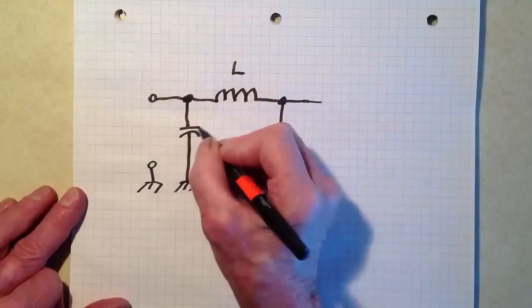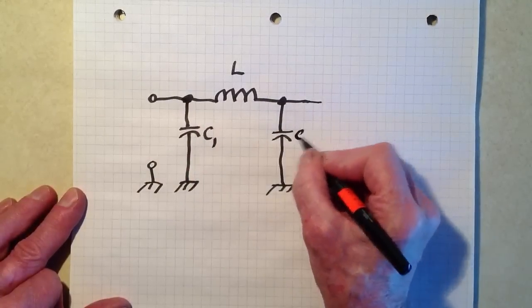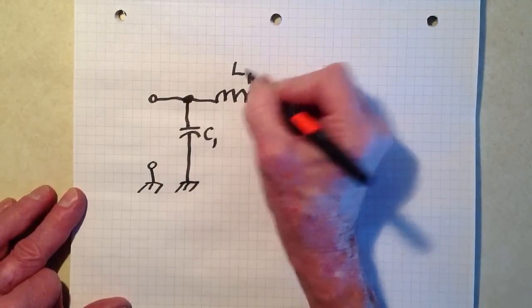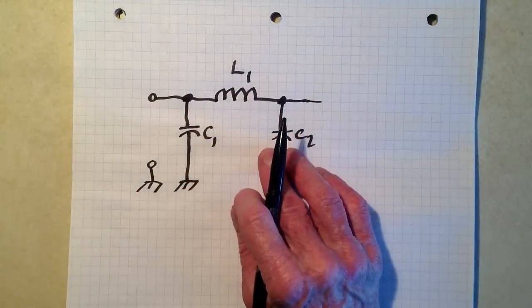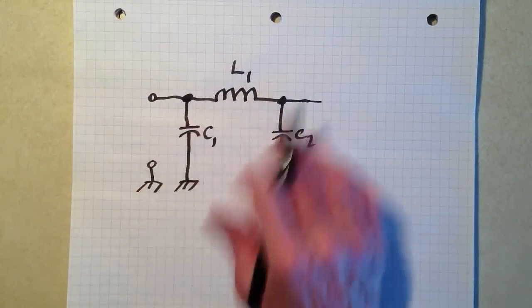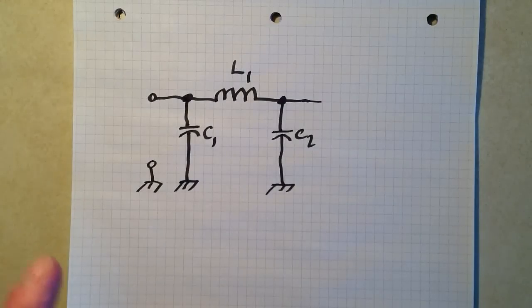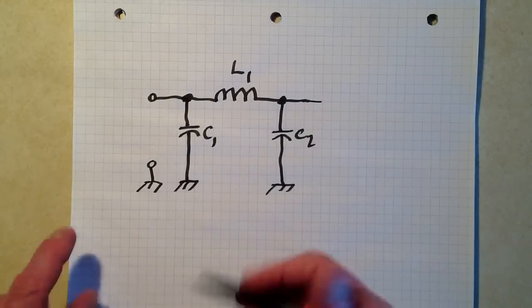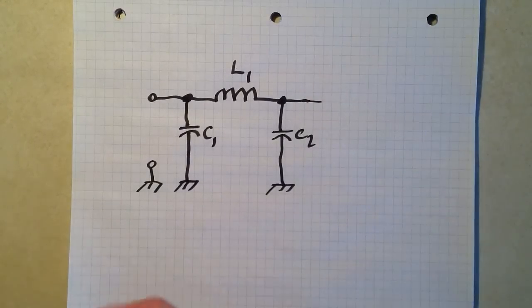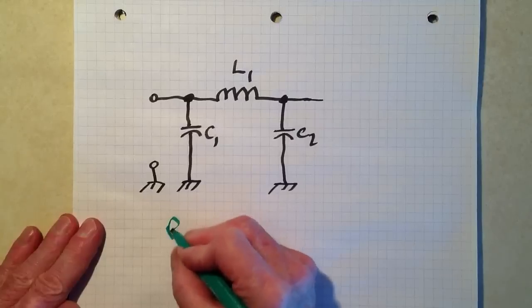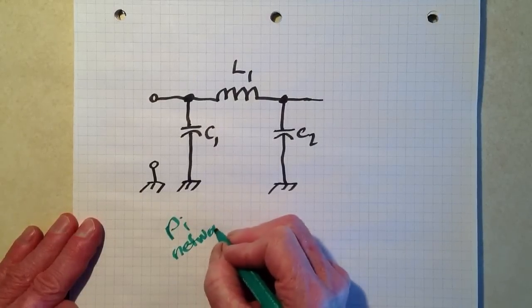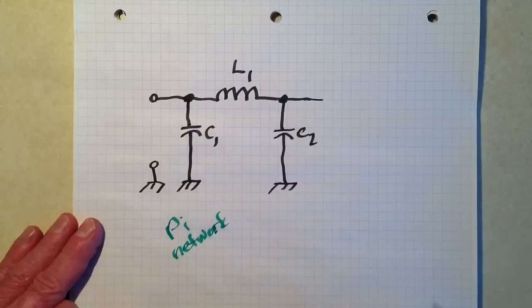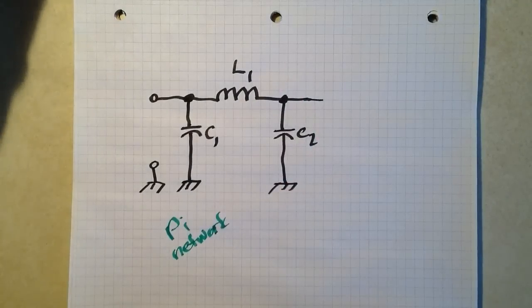L, C1, C2. Let's just call that L1. This is still an LC network, but it is not shaped like an L anymore. It's shaped kind of like a Greek letter pi, so they call this little thingy a pi network. Pi network. It's a low-pass filter.